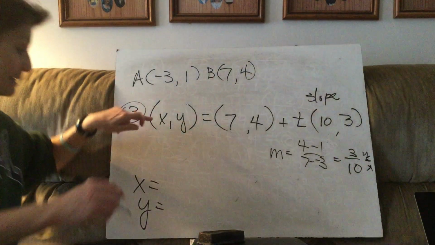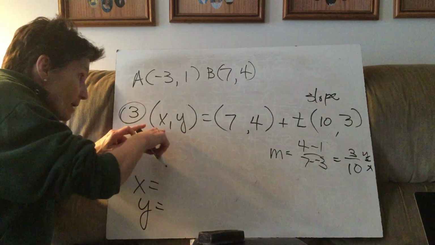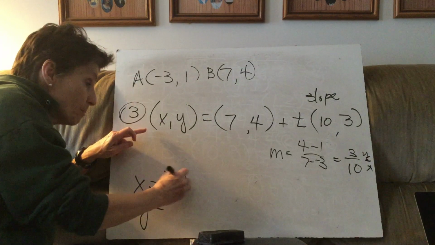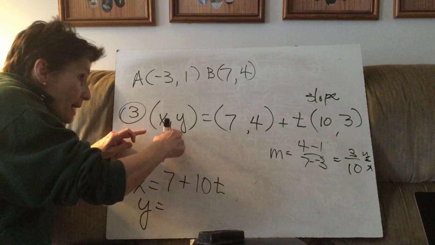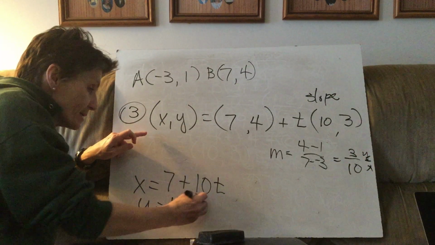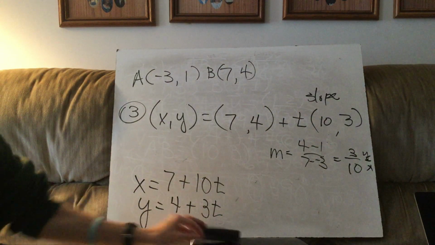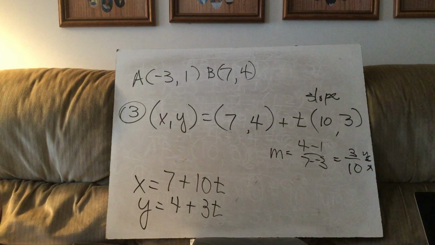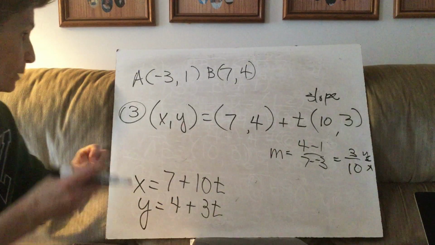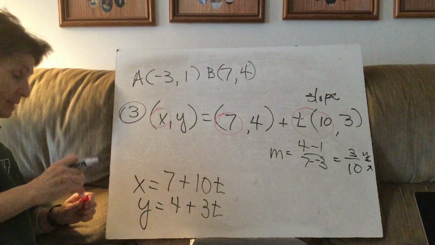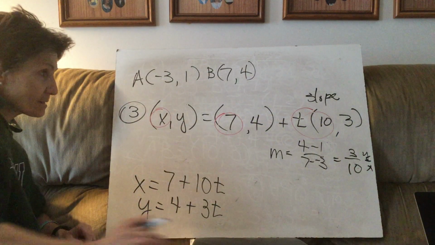Okay, so now I can get my parametric equations. I'm going to match up all the first parts. So x equals 7 plus 10t, and y equals 4 plus 3t. And there are your parametric equations. Remember, we match up all the first parts, and then we match up all the second parts.